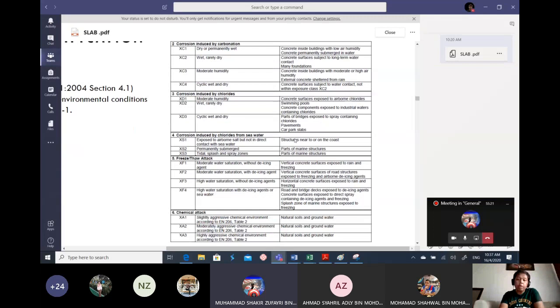Okay, ni. Structure new to or on the coast. Coastal. Okay. So, kita boleh pilih XS1. Exposed to airborne salt but not in direct contact with seawater. Okay, so tengok berapa jarak dia daripada laut pula. Kalau dah jarak sampai 10 kilometer daripada laut tu, tak perlulah. Kalau macam memang 500 meter, 1 kilometer, is possible for us to use XS1 lah. Okay.